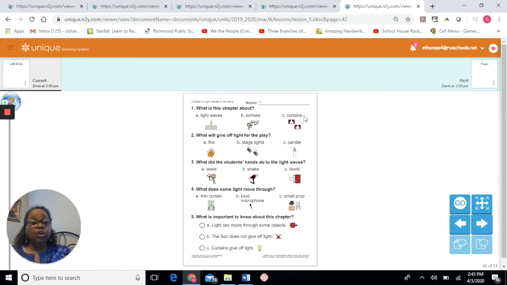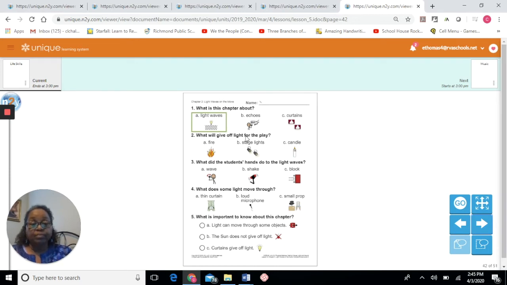Light waves or curtains? Well, it talked about curtains, but it was talking mostly about light waves. Let's give that a try. Excellent. We got a green box. What is this chapter about? Light waves. Number 2, what will give off light for the play? What will give off light for the play?